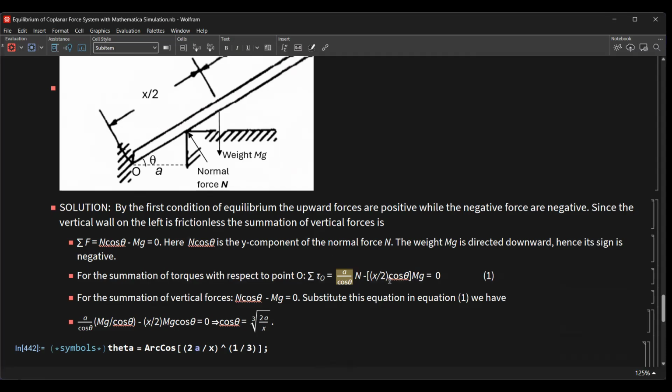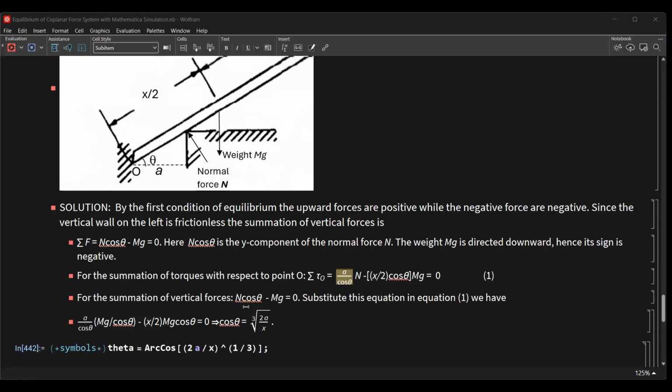Then we have x over 2 times cosine of the angle. So this length from this point up to this point is equal to x over 2 times cosine of the angle. Then multiply by mg here, so we have the moment of mg.